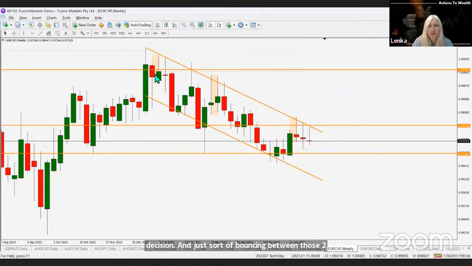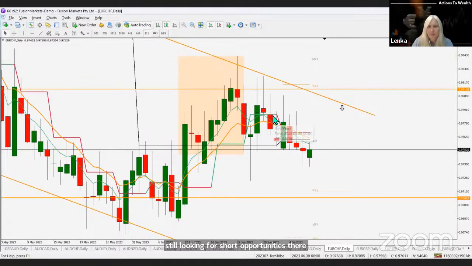On the weekly, we had rejection from the top, rejection from the top, another rejection from the top. So I'm still looking for short opportunities there, and on the daily as well. This could also potentially be a shorter time frame trade. On the shorter time frames, any lower highs would be a good short opportunity as well.